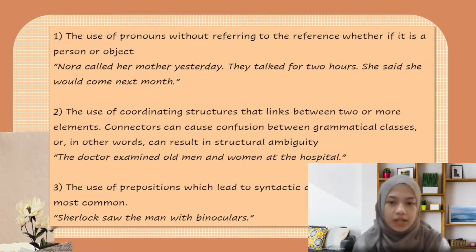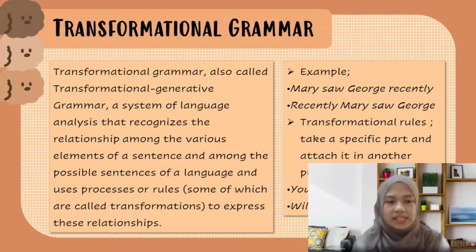So we move to the last aspect of syntax, which is transformational grammar. Transformational grammar, also called transformational generative grammar, is a system of language analysis that recognizes the relationship among the various elements of a sentence and among the possible sentences of a language, and uses processes or rules, some of which are called transformations, to express these relationships. Transformational grammar was also originally interpreted as string operations, mapping one string onto another by reordering, inserting, or deleting material.